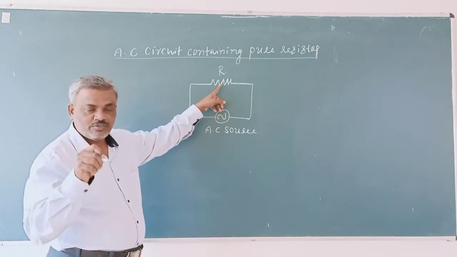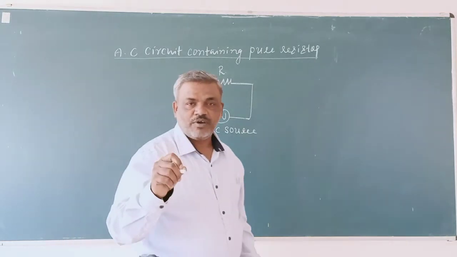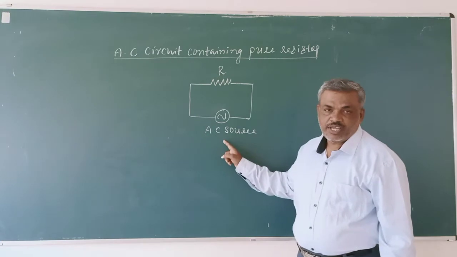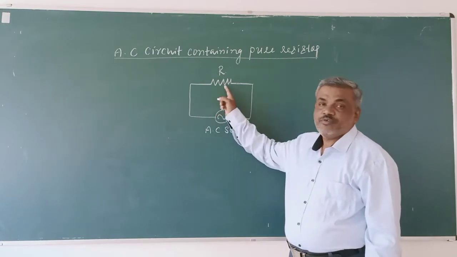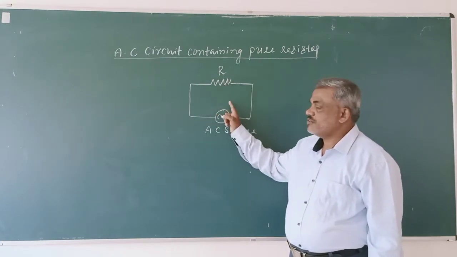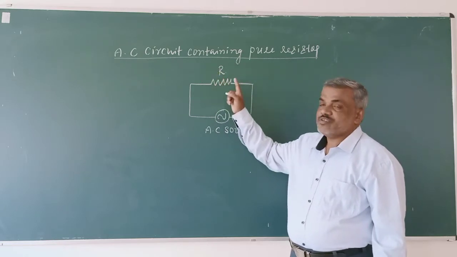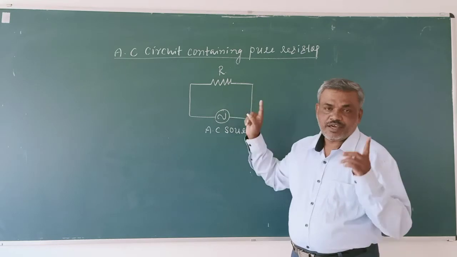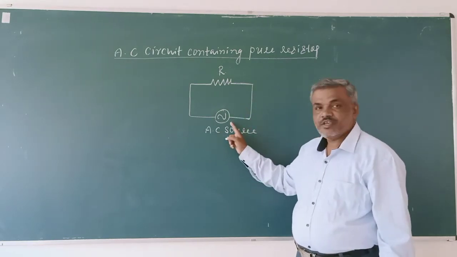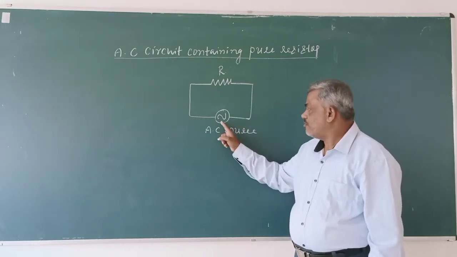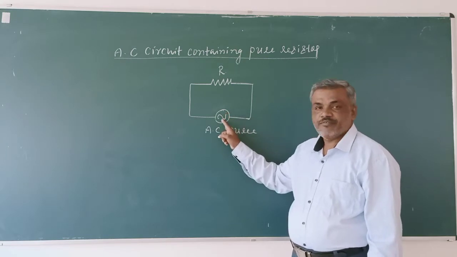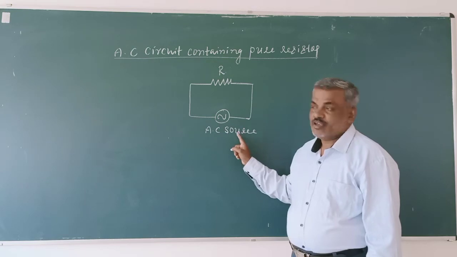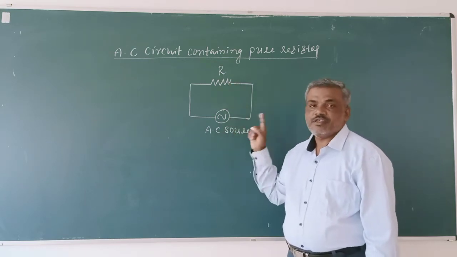Now this is a 3 marks question: derive an expression for current in an AC circuit when alternating voltage is applied to a pure resistor. So this is a simple circuit for an AC circuit containing a pure resistor. The resistor is connected in series with an AC source. This symbol indicates the AC source.